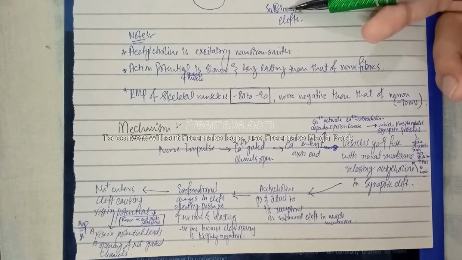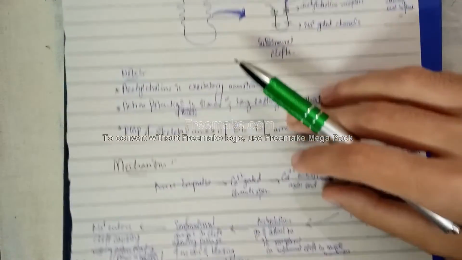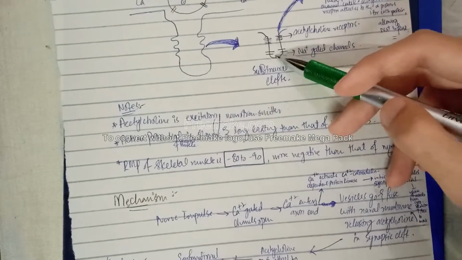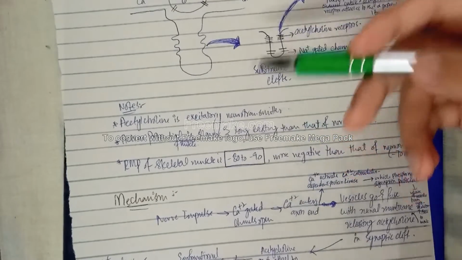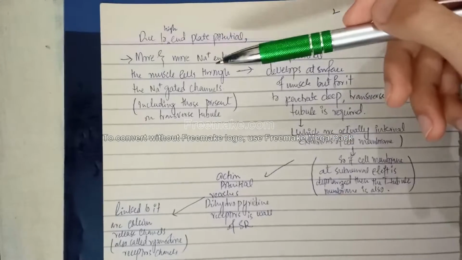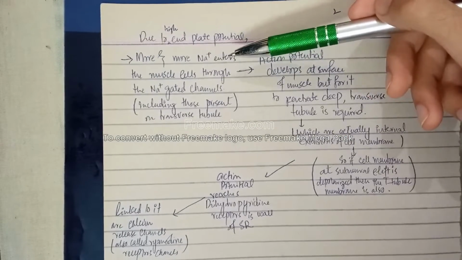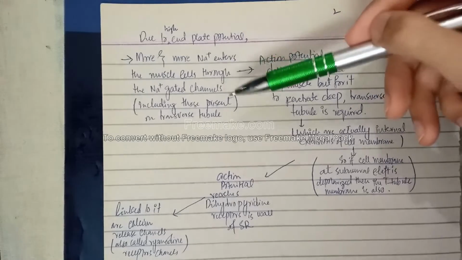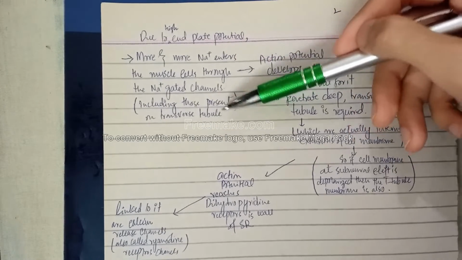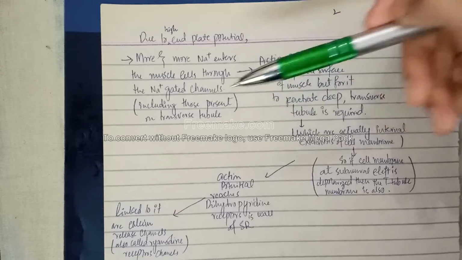positive ions to enter. Now, when the positive ions enter the subneural cleft, they will cause a rise in potential. This rise in potential is known as end plate potential. Now, due to high end plate potential, more and more sodium enters the muscle cells through the sodium gated channels, including those present in the transverse tubule.